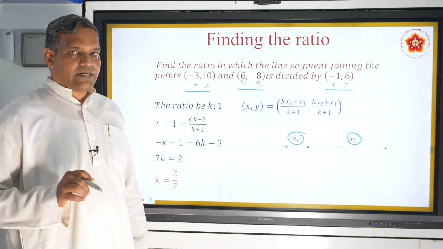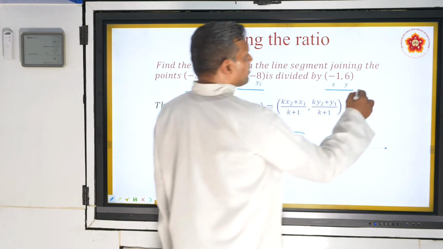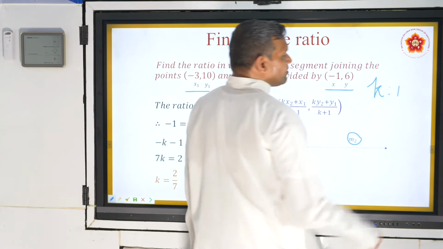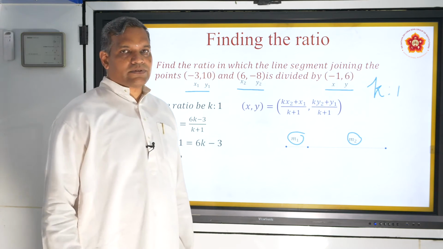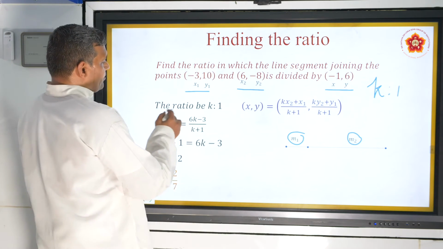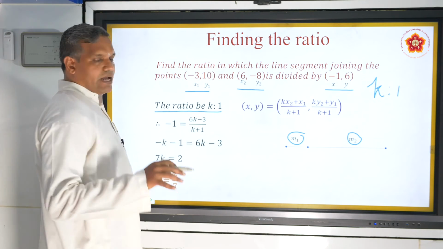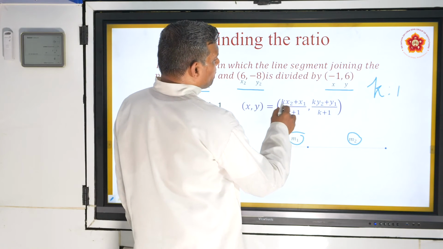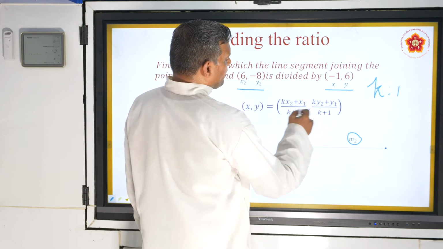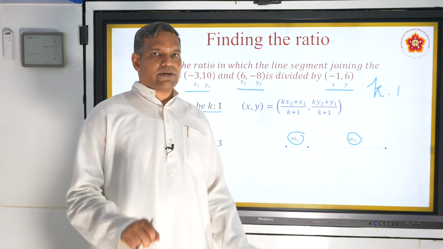So what do you use here? Remember last time when you were using these ratios, what method did you use? You are going to use the k is to 1 ratio method. So I am bringing it back to the k is to 1 method. Look at this concept here: let the ratio be k is to 1. I assume the ratio to be k is to 1. And then x, y is equal to m1, m2, m1 plus m2. I write everything. That's all you require to work.